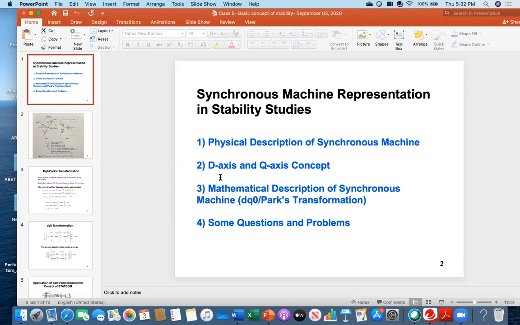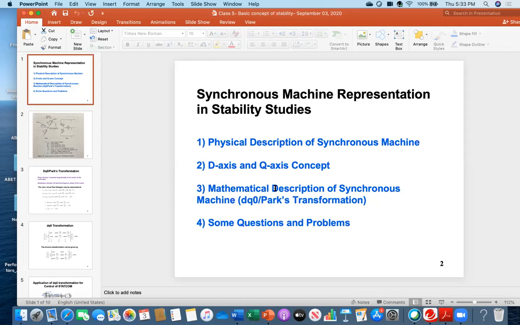So d-axis means direct axis. Q-axis means quadrature, which is a 90-degree phase shift from the direct axis. So I am giving the definition of what that means.